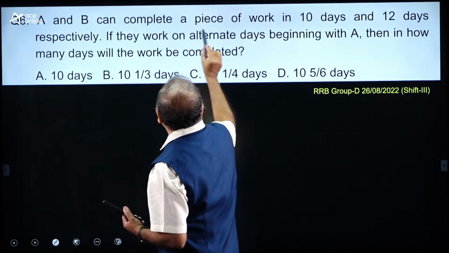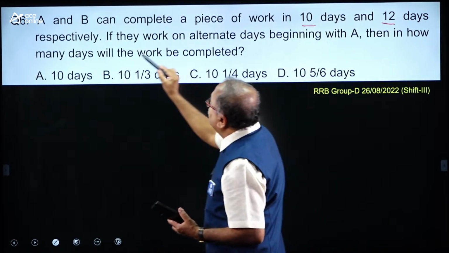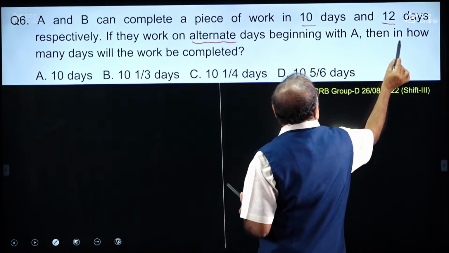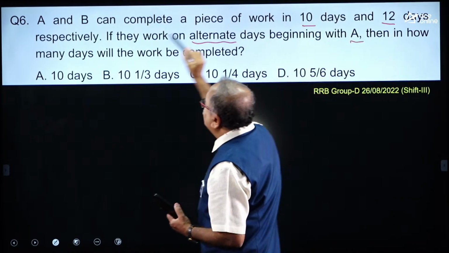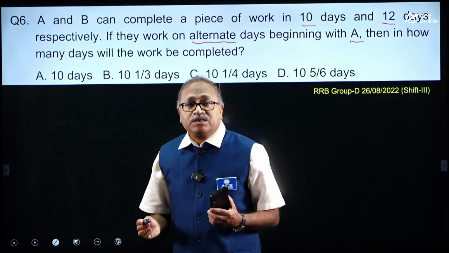A and B can complete a piece of work in 10 days and 12 days. If they work on alternate days beginning with A, then in how many days will the work be completed? It is a very straightforward question.